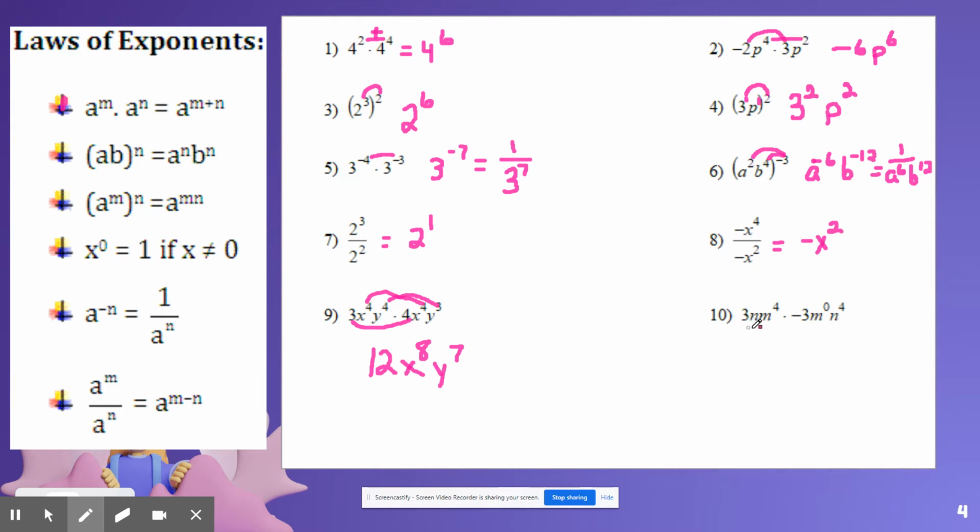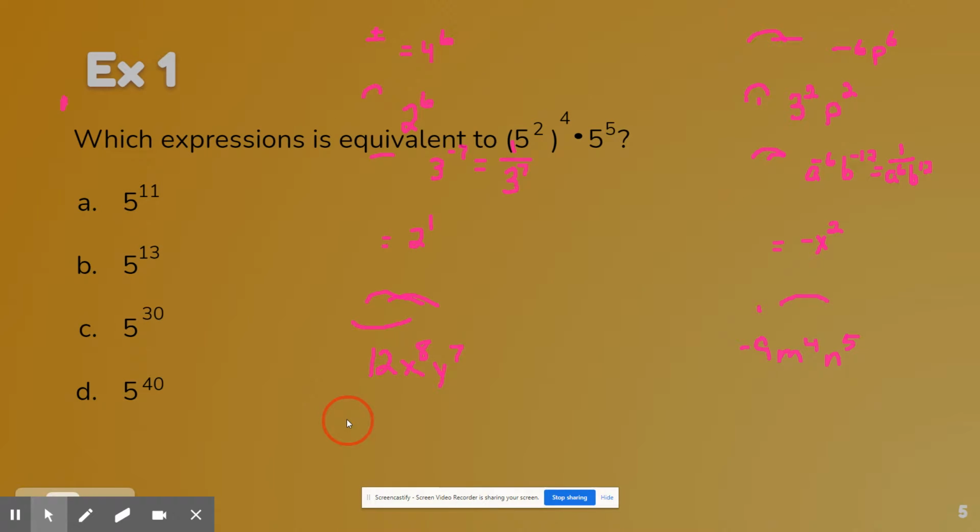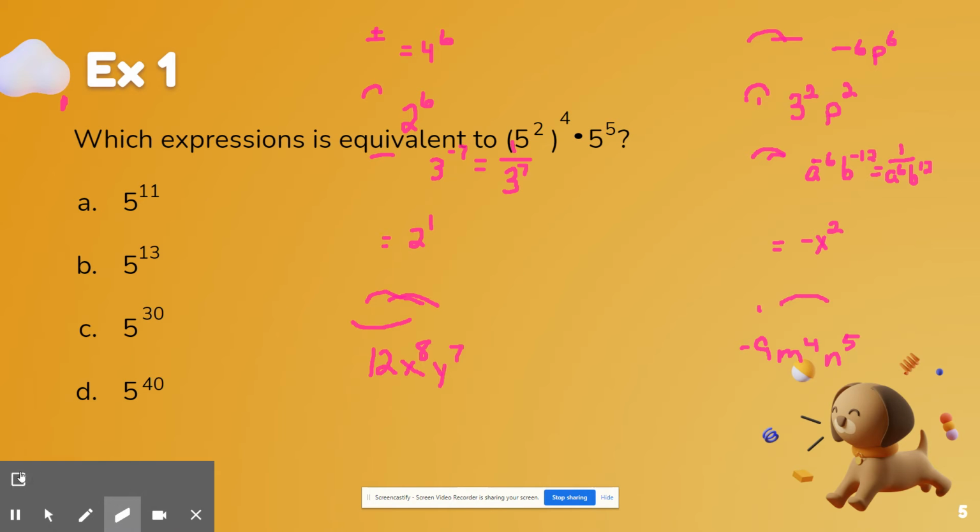Same thing here. 3 times negative 3 is negative 9. I always like to put mine in alphabetical order, so I go m next. M and 4 become 4 plus 0 is 4. And then if there's not an exponent written there, we have to assume that it's a 1. So n stays the same, and then 1 plus 4 is 5. Exponents are kind of hard. You might have to look those rules up every so often.